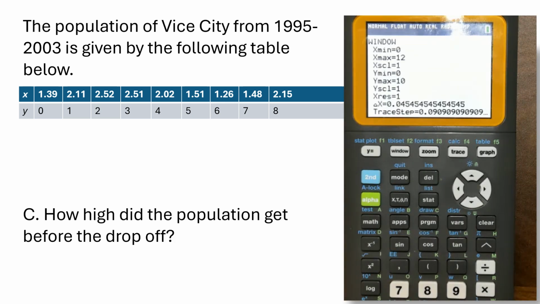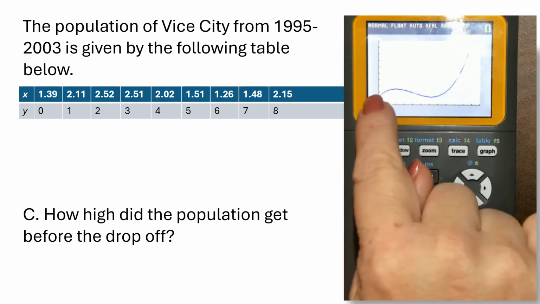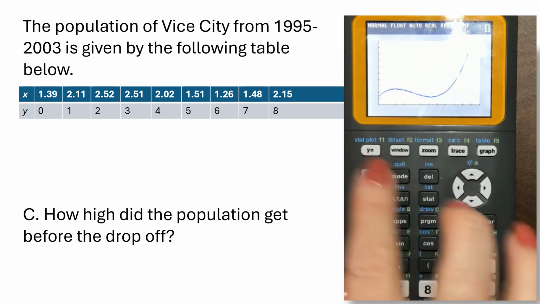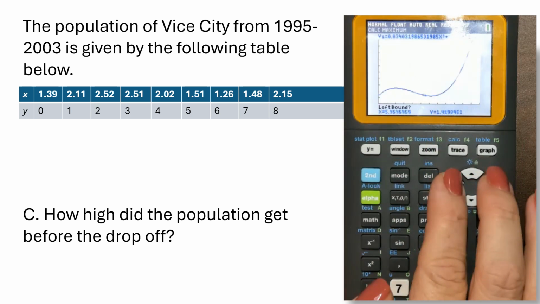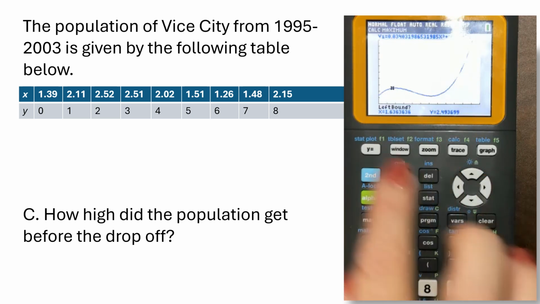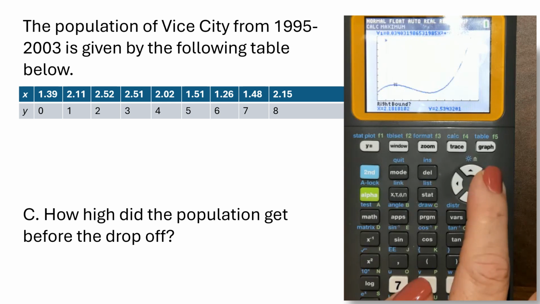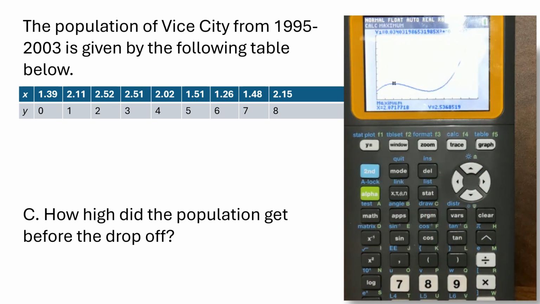Let's get started. How high did the population get? That means what is the maximum Y or the relative maximum before it dropped off? Let's take a picture of this here. So how high did it get before it drops off? I want to know what is this point. Second trace, to find that relative maximum, we're going to take the arrows. And I want to go slightly to the left of the highest point and slightly to the right of the highest point. And then I want to guess where is that high point.